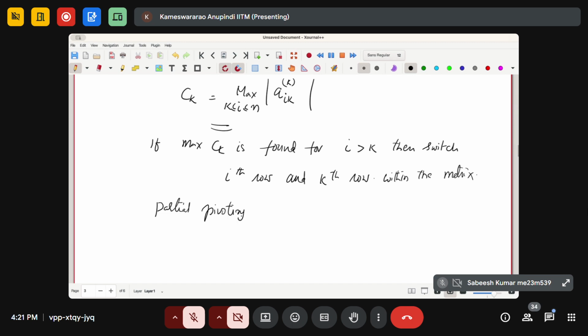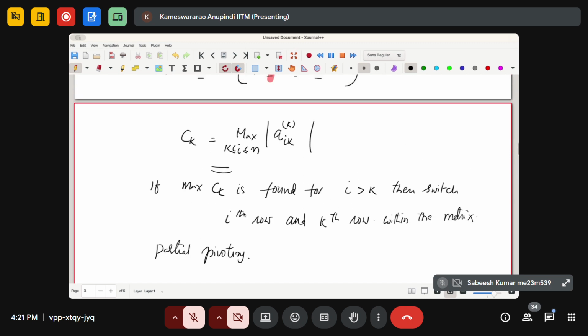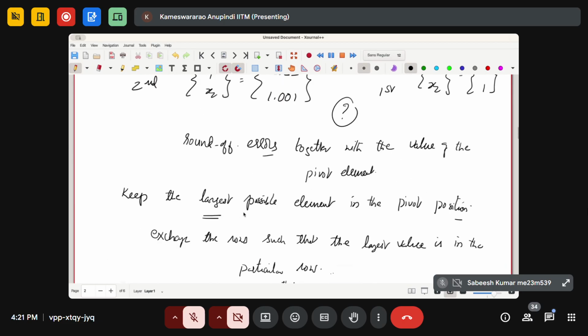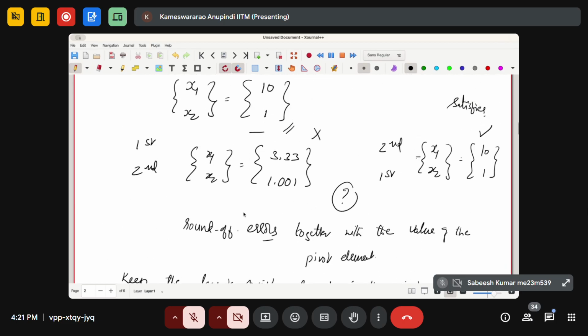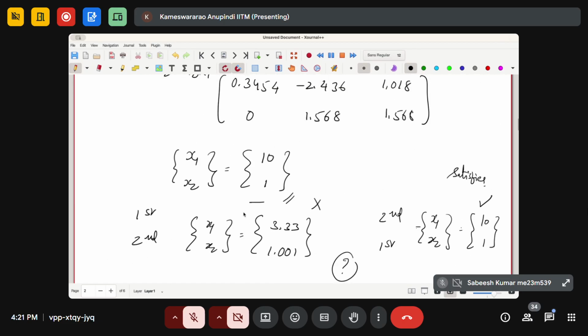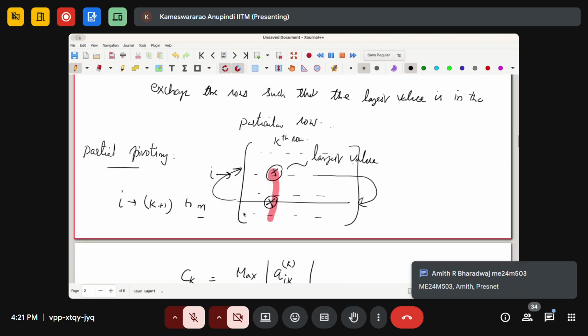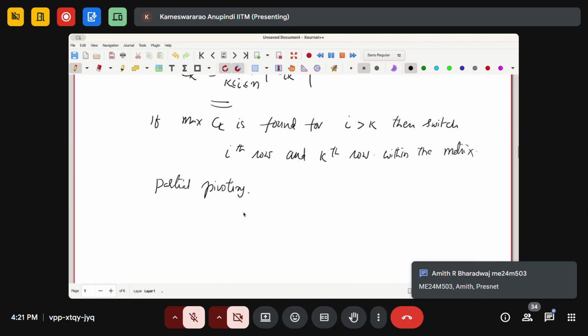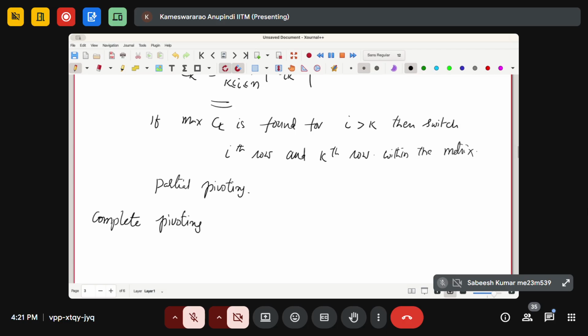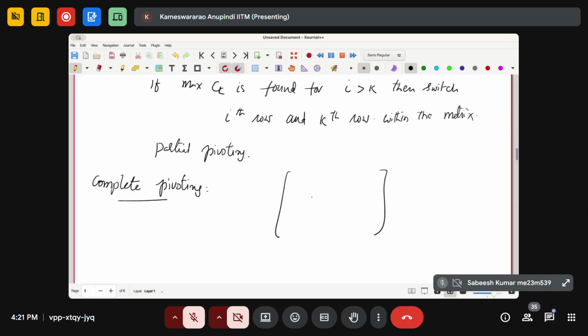And that is what we have done in the previous problem, where we tried to bring the largest possible element, which is 0.3454, to the pivot location. Okay. Now, there is also something that is known as complete pivoting, which is slightly complicated. Complete pivoting. That means in complete pivoting, not only are we going to look at the rows, not only are we going to look at the column values.